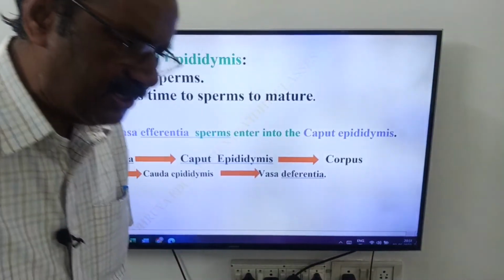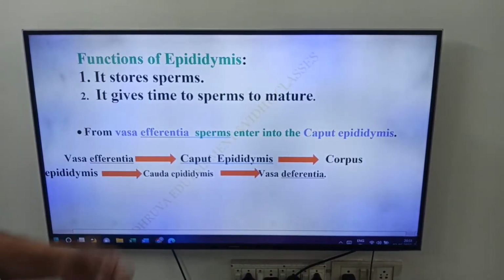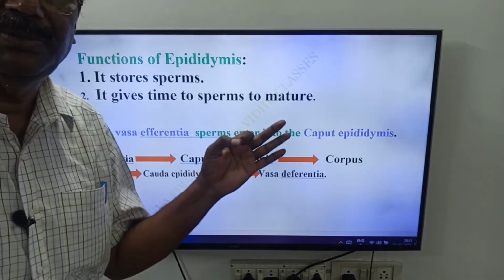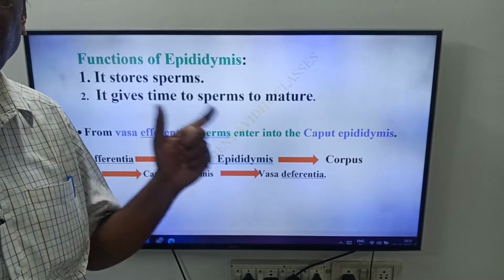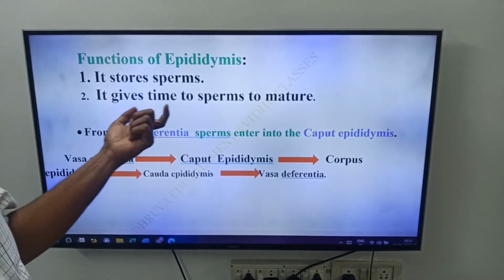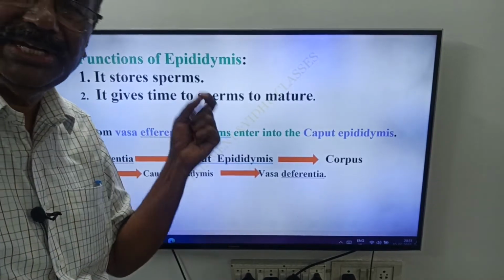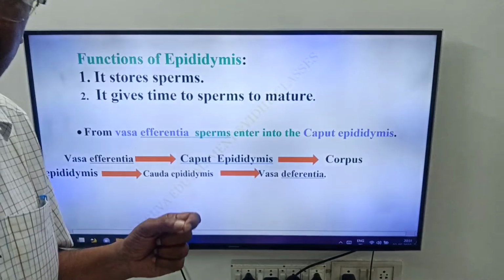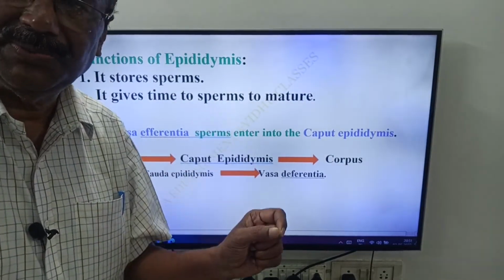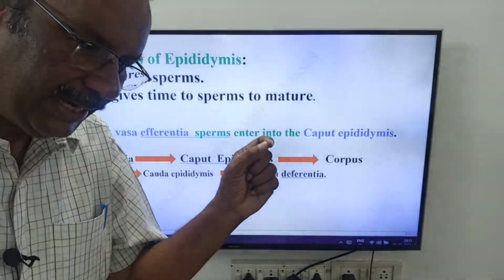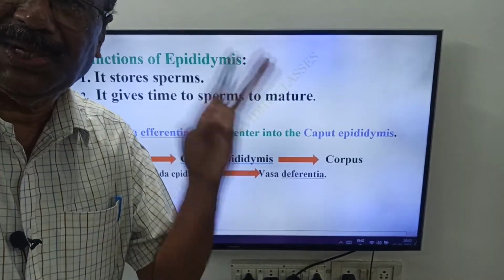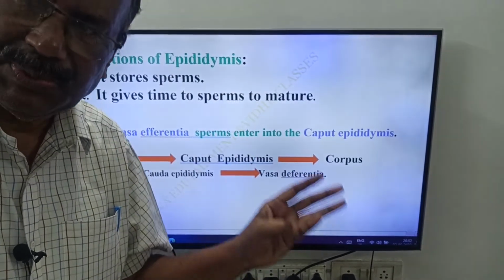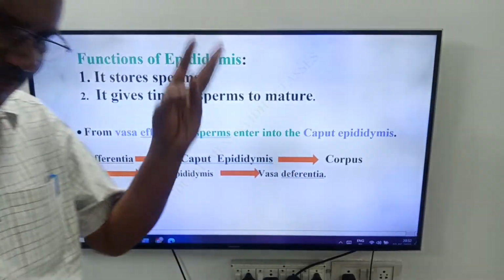Now what are the functions of the epididymis? See friends, the epididymis stores sperms. Next, one more function: it gives time to sperms to mature. So maturation of sperms and storage of sperms take place in the epididymis. It stores sperms, and maturation of sperms also takes place in the epididymis.